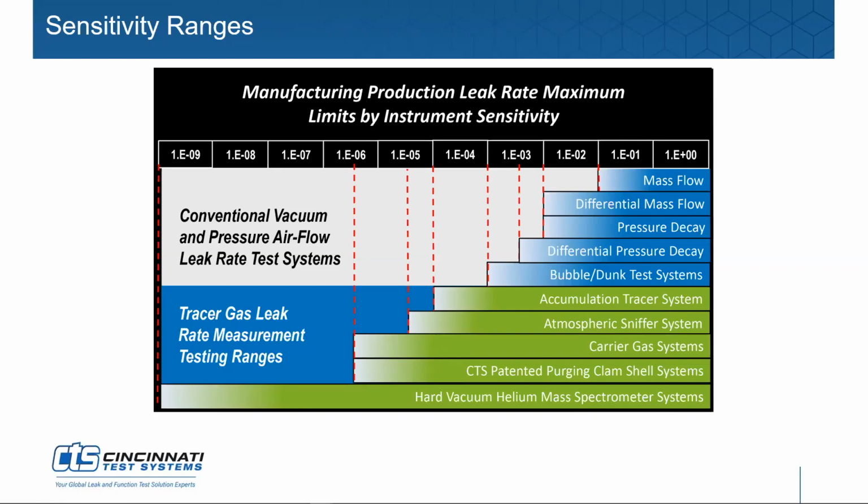Dunk testing is actually very sensitive because you're looking for bubbles leaking out of a part, and you can see bubbles down in the 2 millimeter range. A champagne bubble, maybe a 1 millimeter bubble. And then accumulation, using trace gas accumulation, gets you in the 1 times 10 to the minus 4, 1 times 10 to the minus 5 cc per second leak rate ranges. Helium is 5 parts per million in our atmosphere, and that is equivalent to that 1 times 10 to the minus 5 cc per second leak rate range.